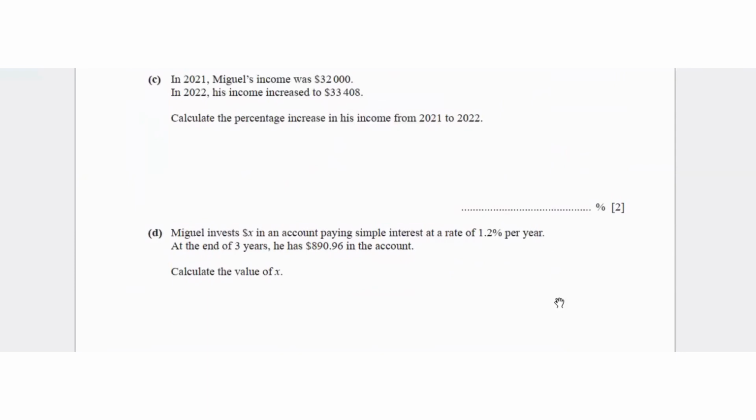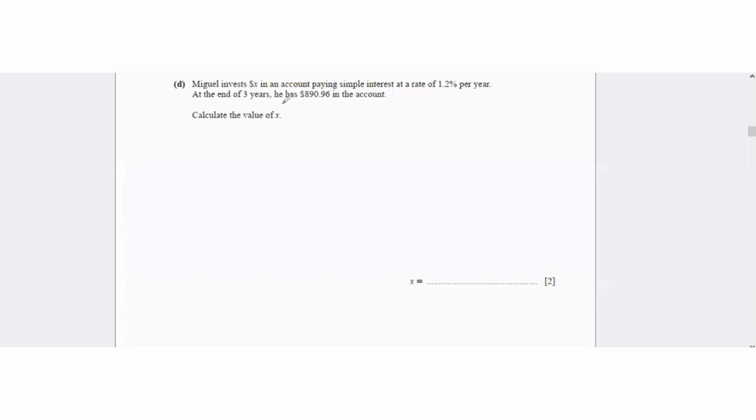Then in part C, it says that in 2021, Miguel's income was $32,000. In 2022, his income increased to $33,408. Calculate the percentage increase in his income from 2021 to 2022. So for percentage increase, what we do is we subtract the old value from the new value, which means 33,408 minus 32,000 was the old value, and divide by the old value.